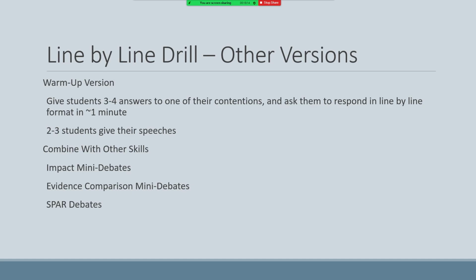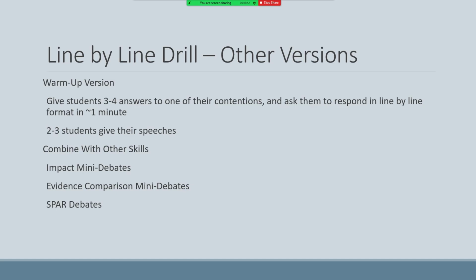As students walk in, you can give them a set of responses to one of the contentions they've been preparing and ask them to respond to your responses in line-by-line format. You can give them a minute of speech time to do this, randomly call on a couple of students to actually give their speeches, and this reinforces the line-by-line skill, but since line-by-line is the structure for all of the rest of the debate, it's the scaffolding on which you build the rest of the arguments, you can use it to practice any substantive issue too.